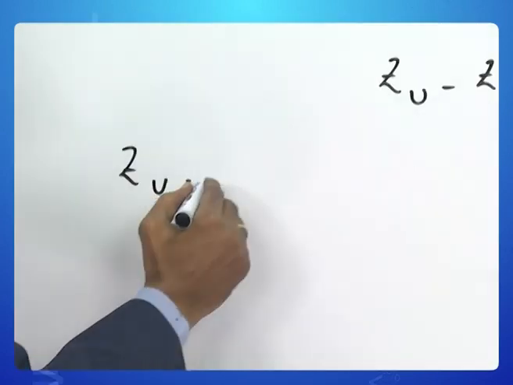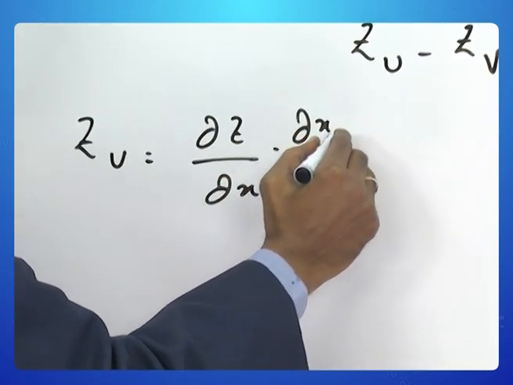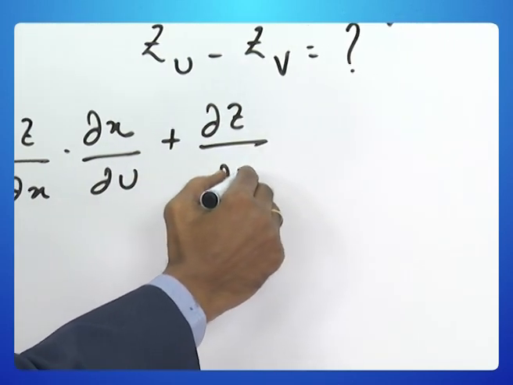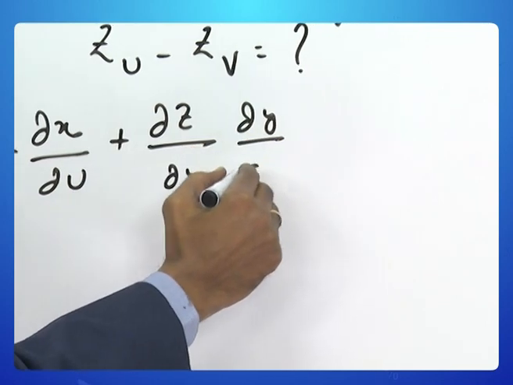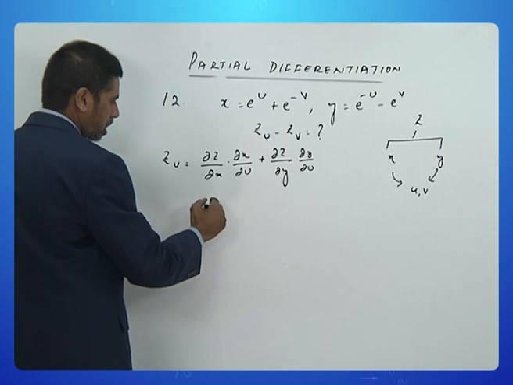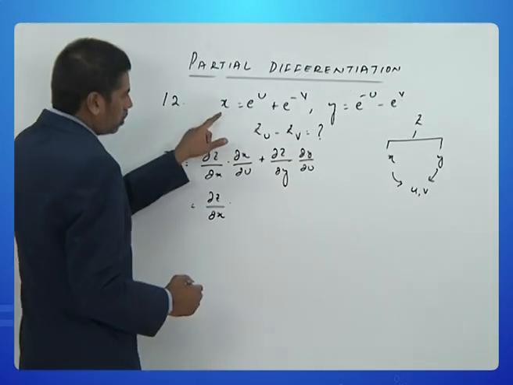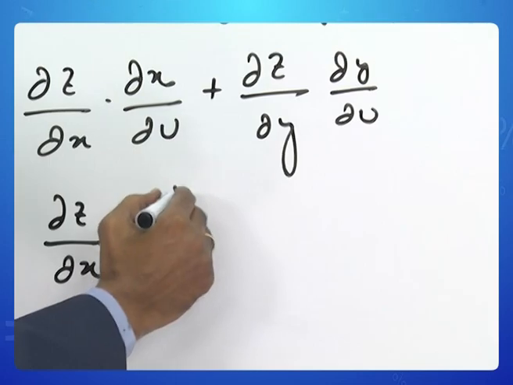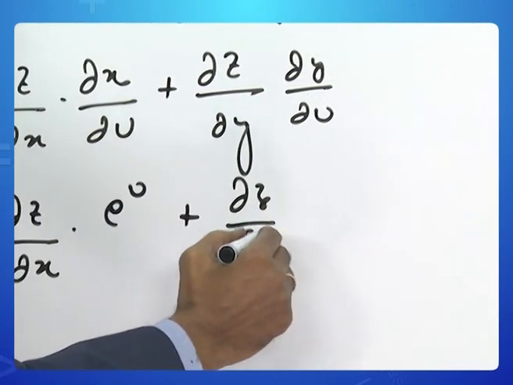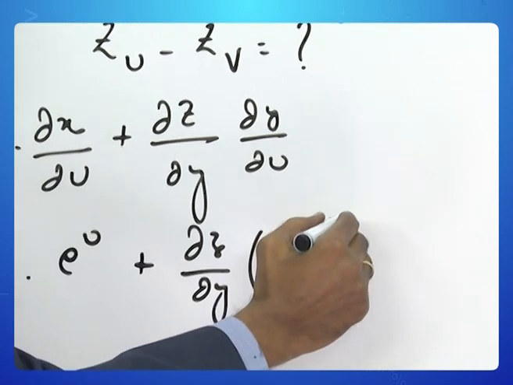Zu is equal to ∂z/∂x into ∂x/∂u plus ∂z/∂y into ∂y/∂u. The relation between z and x is unknown, so we retain that. ∂x/∂u is e^u plus 0 of course, plus ∂z/∂y into ∂y/∂u, which is minus e^(-u).